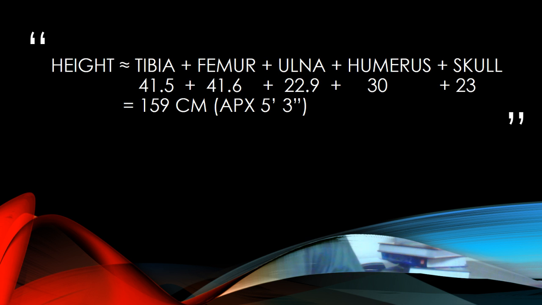So let's do that. If I just picked one on these ones where I've got multiple bones in roughly the same place, if we did the tibia starting at the bottom, plus the femur, plus the ulna, plus the humerus, plus the skull, that's going to give us a decent approximation. Now, the person will, in all likelihood, actually be a little taller than this, but it gives us something to work with. So if I add those heights up together, I get 159 centimeters. Now, 159 centimeters is 5 foot 3 inches. So the person is probably going to be a little taller than this, but 5 foot 3 will work.